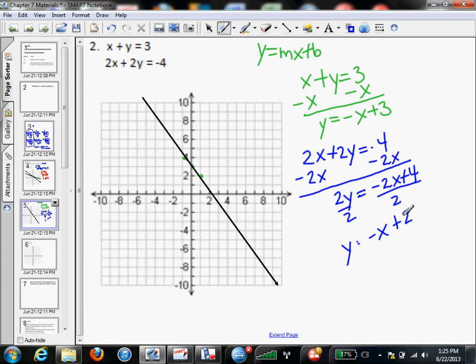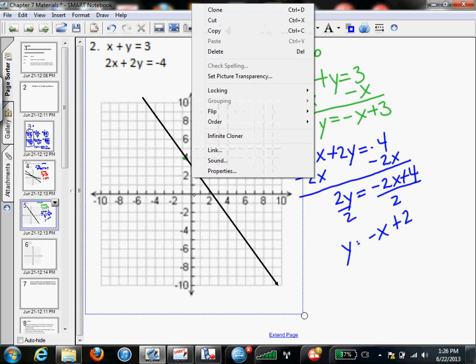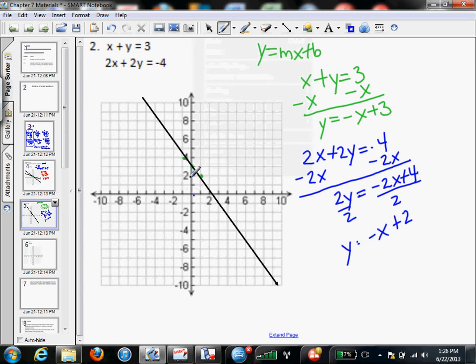Okay, and if we try to graph this, let's graph our y-intercept of 2. So there's our y-intercept. We go down 1 to the right 1, up 1 to the right 1. And it may be hard to tell because of our graph, but these are going to be parallel to each other because the slopes are the same.